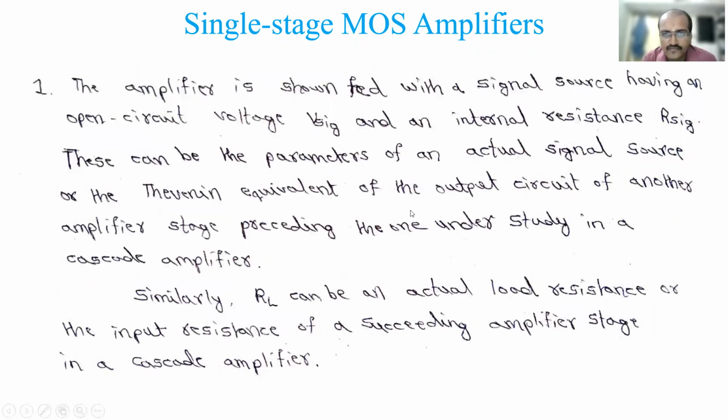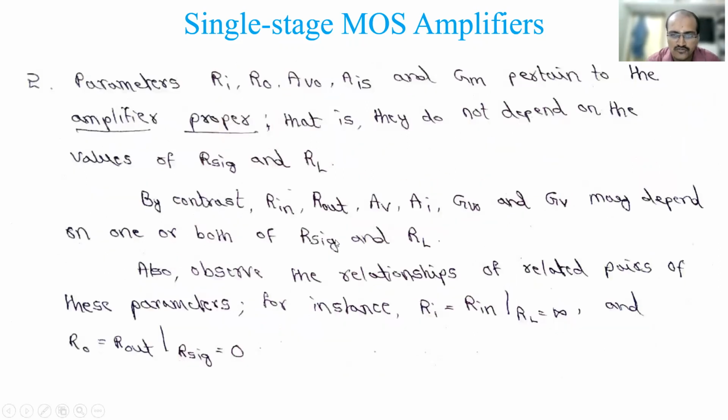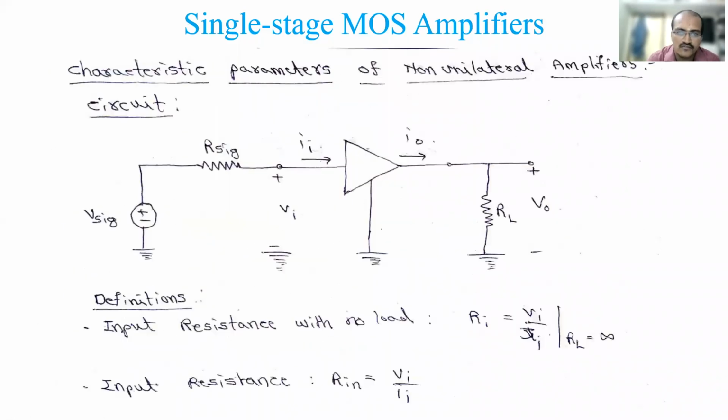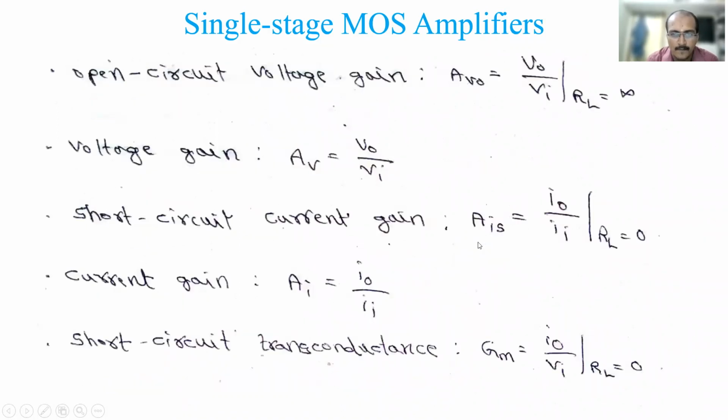The first remark is that the amplifier shown here is fed with a signal source having an open-circuit voltage Vsignal and an internal resistance Rsignal. That's what we showed in yesterday's diagram. Just to show you, this is the picture. This is an amplifier block, connected with Vsignal and Rsignal. Similarly, a load resistance RL is connected. It is a general non-unilateral amplifier.